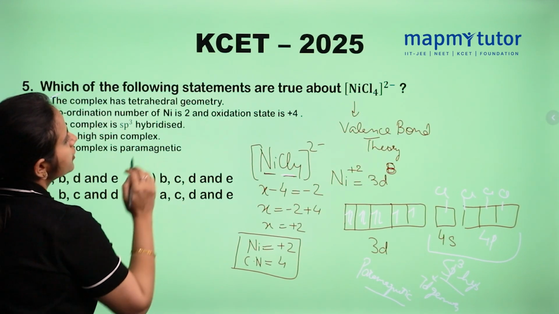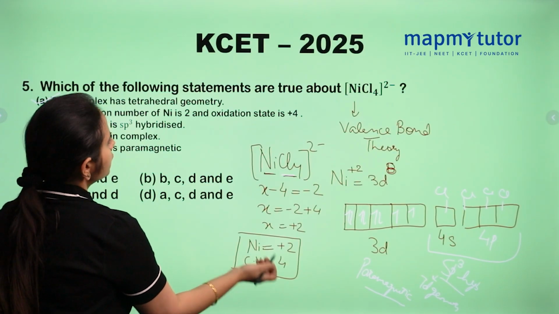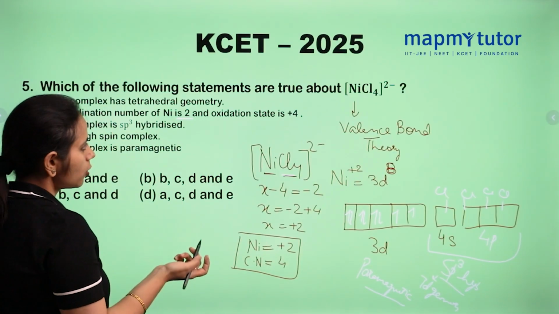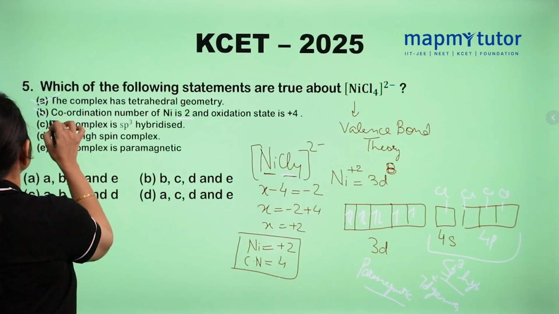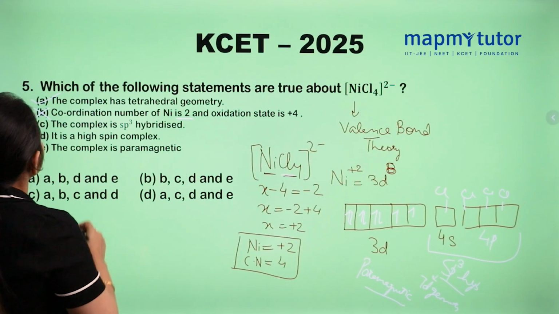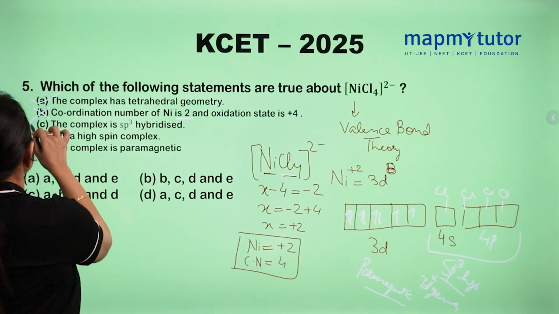Coordination number of nickel is 2 and oxidation state is +4. See, the coordination number is 4. He is saying 2, so this is wrong. Oxidation state is +4, but the oxidation state is +2. So this is a wrong option. Next, the complex is sp3 hybridized. That is also true. So this is right.